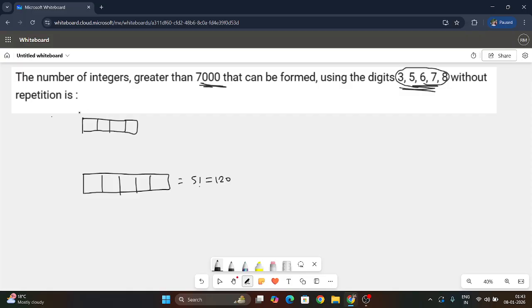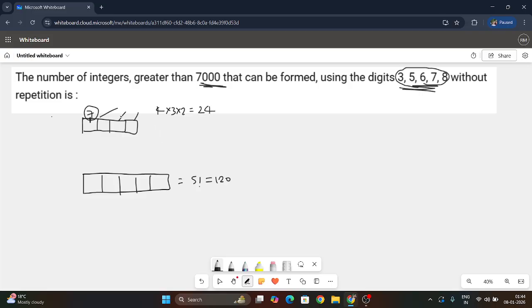What can be here? What can we take here? Here we can't take 3, 5, or 6, because these are numbers less than 7,000 and this should be greater than 7,000. Okay, so we can take 7 here. After 7, whatever we want we can take. So after 7 we have 4 opportunities, then 3, and then 2. So 4 multiplied by 3 multiplied by 2 is 24.